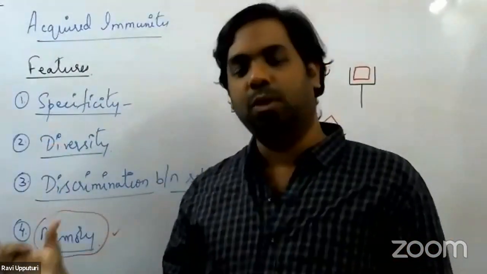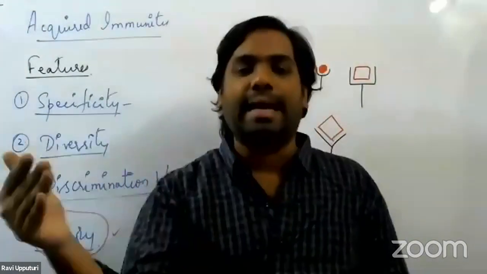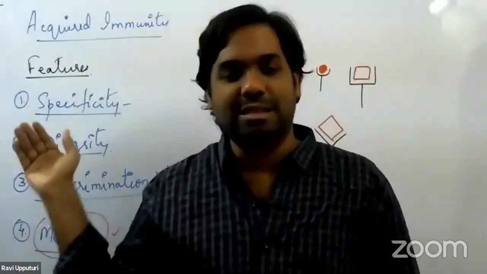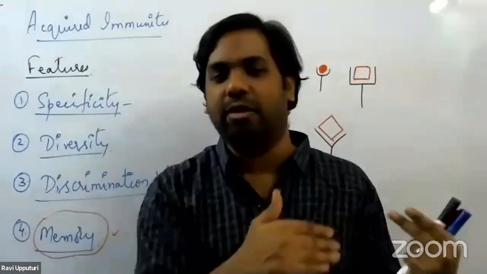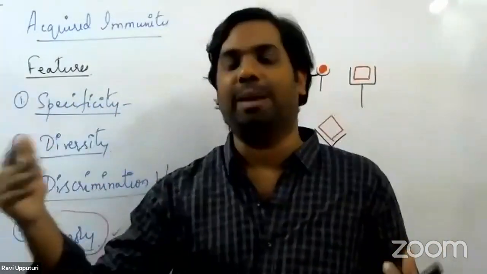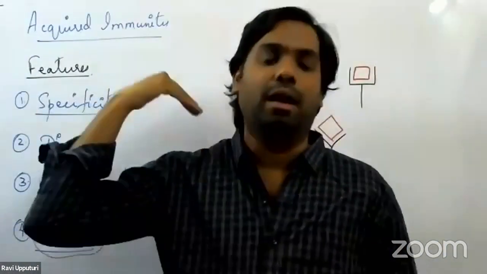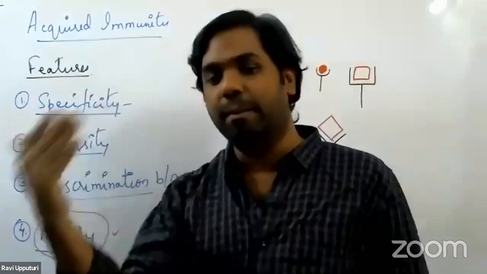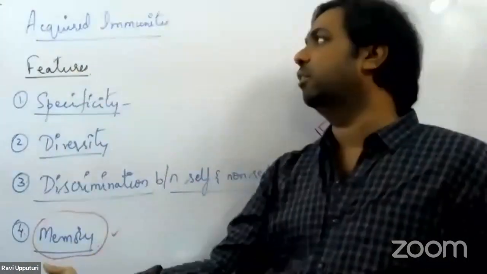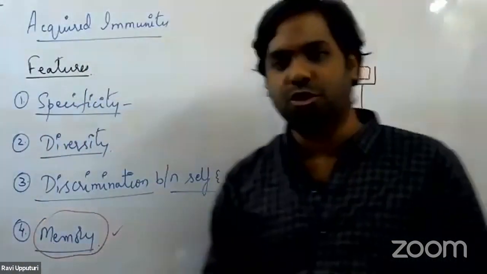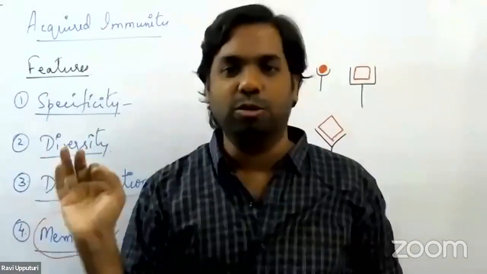And the fourth one, the most important characteristic feature, is memory. After attacking a particular antigen, these cells are able to remember the pathogen or the antigen for a very long period of time, even years together. And some pathogens they can remember even up to lifelong. So 4 characteristic features of the acquired immune system. I hope all are clear with this.